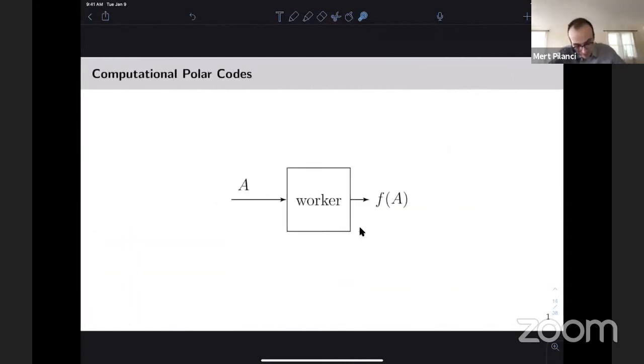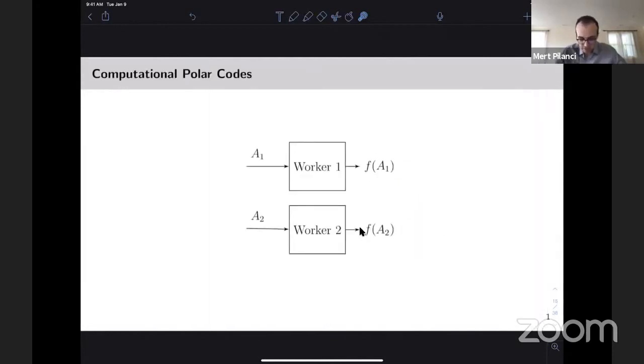So we will use the combination idea in polar codes to come up with computational versions of polar codes, and we call this computational polarization. We have some data A, this is a data matrix, and we have a worker like an Amazon Lambda serverless system worker. This is very local, it can only tolerate small computation. It outputs the computation, which is f of A, some function applied on A. You can imagine this being some machine learning model, some linear algebra operation. In optimization, this can be some gradient or Hessian computation locally.